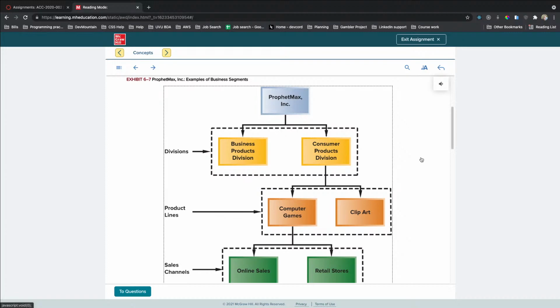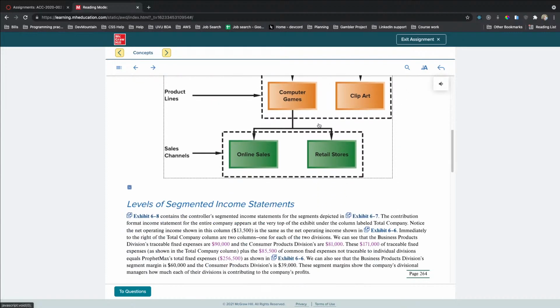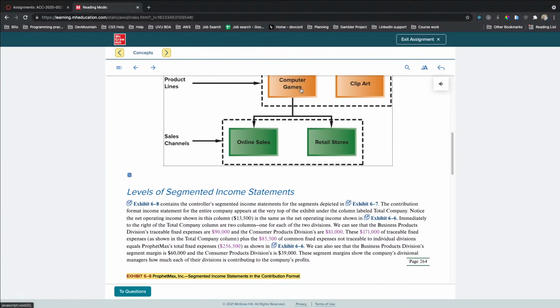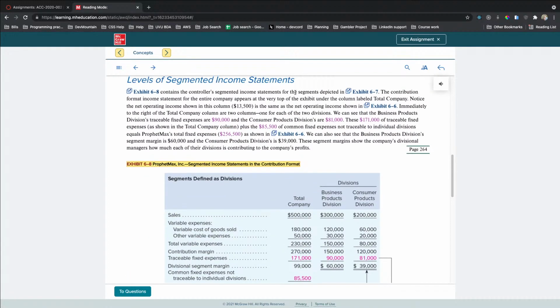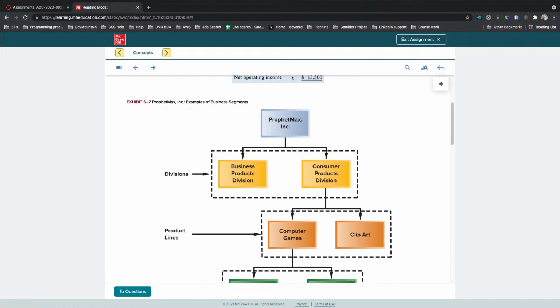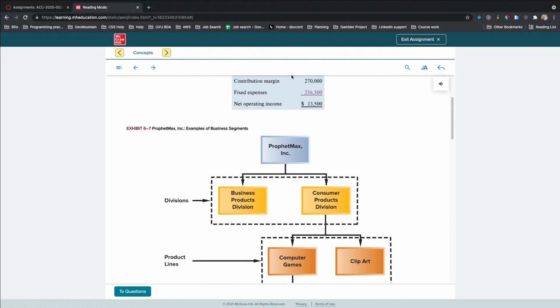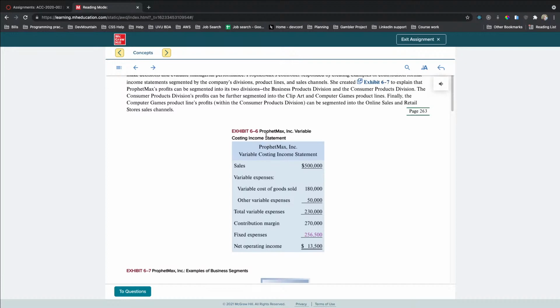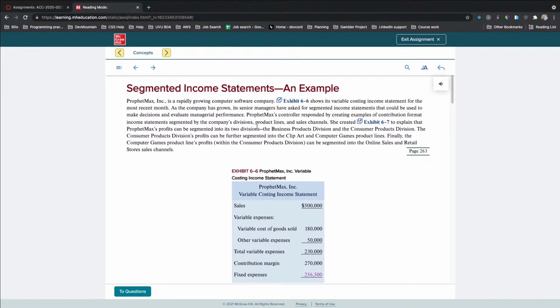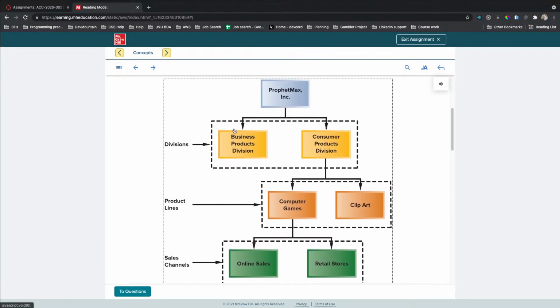Divisions, product lines, sales channels. So these are segments.